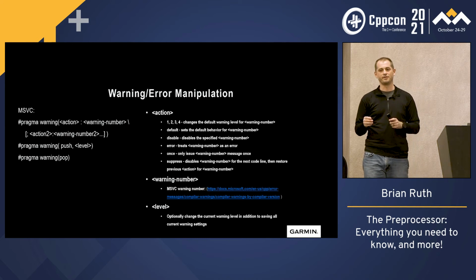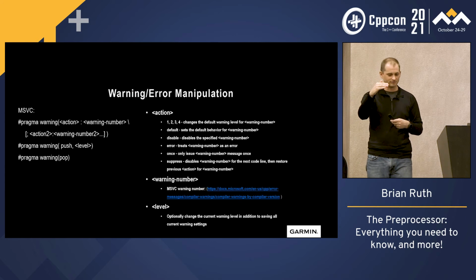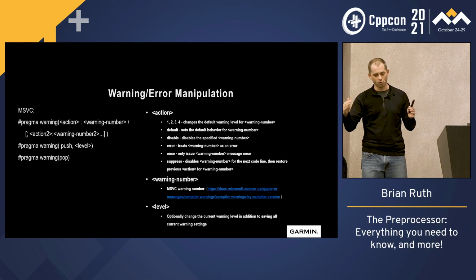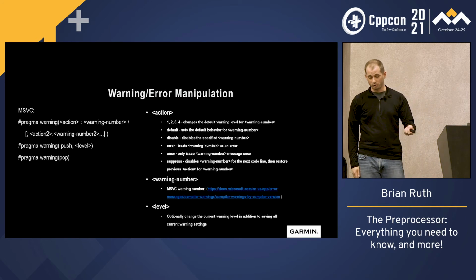Once is kind of cool in that it'll only disable it for the following line. So you say, I know this next line has something on it that is going to generate a warning, just disable it for this, but I want this warning everywhere else. Suppress, again, is going to disable everything.